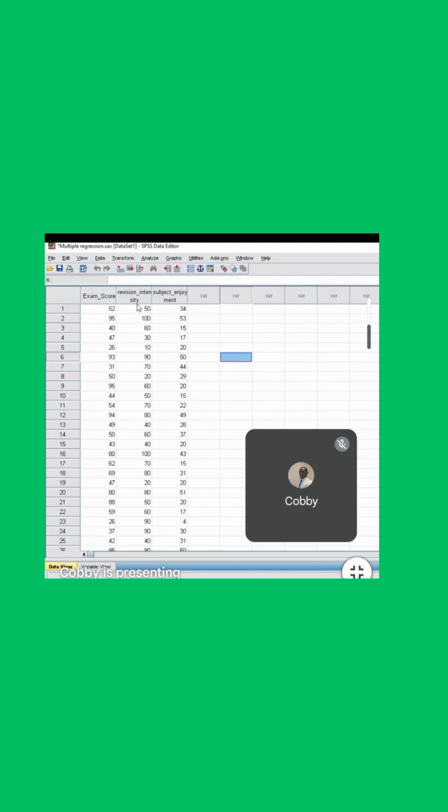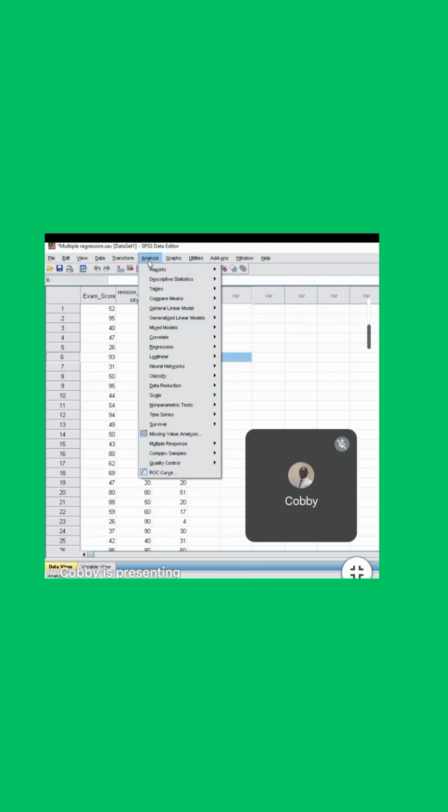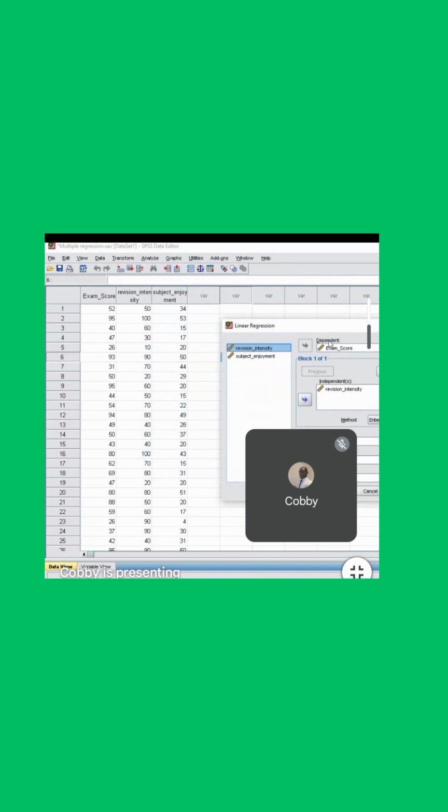So we go to analyze and go to linear regression. Okay, then in the dependent box you put the exam score, which is the outcome. Then in the independent variable you put revision intensity, which is the independent variable which determines or predicts the outcome, which is exam score. Okay, then you go to statistics.